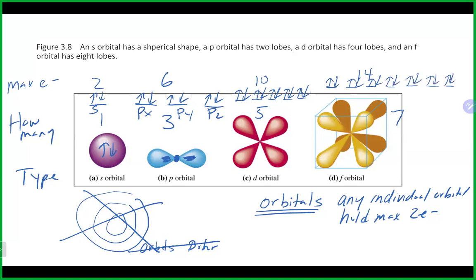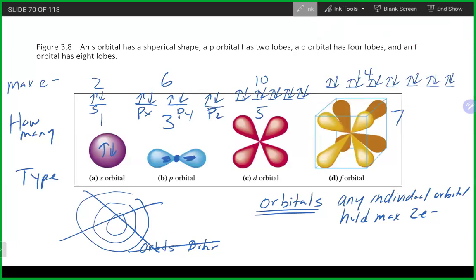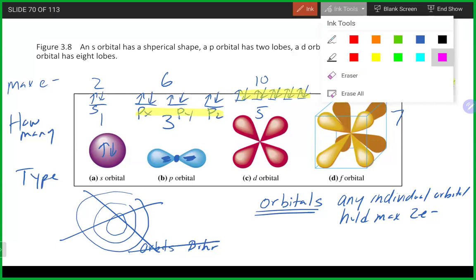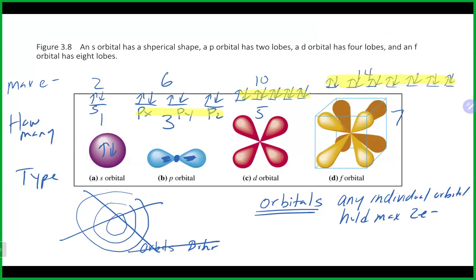Now, let's talk a little bit about some terminology. A grouping of orbitals on the same energy level where there's more than one, like in this case, right? There are 3 different p orbitals. There are 5 different d orbitals. There are 7 different f orbitals. All of those orbitals together on a particular energy level is sometimes referred to as a subshell or sublevel, depending on your book.